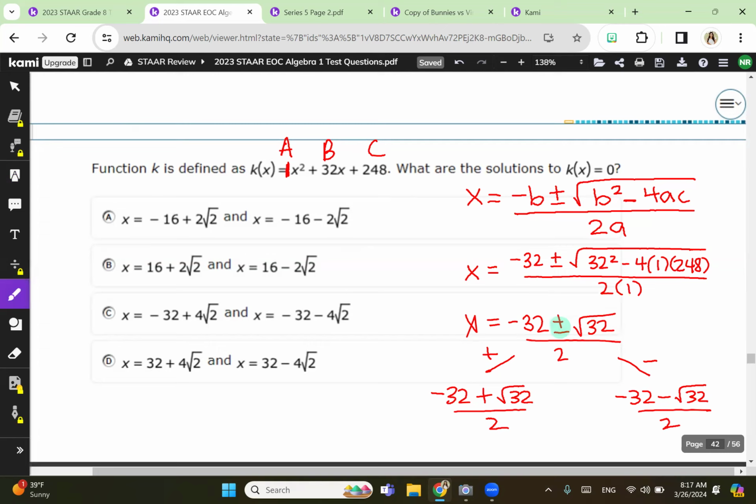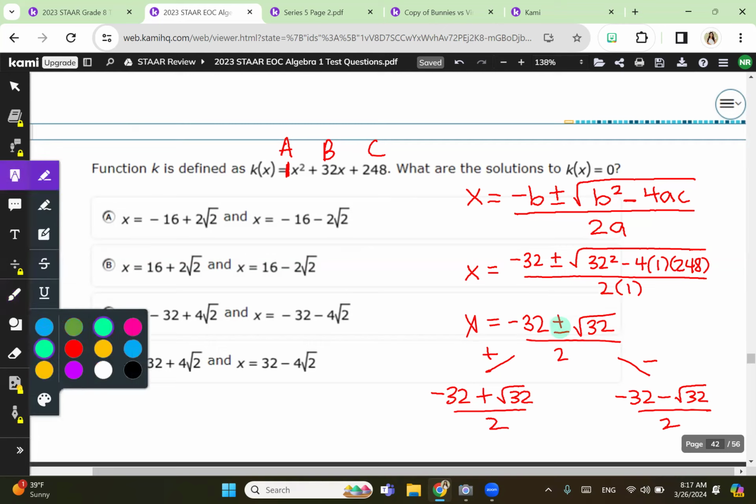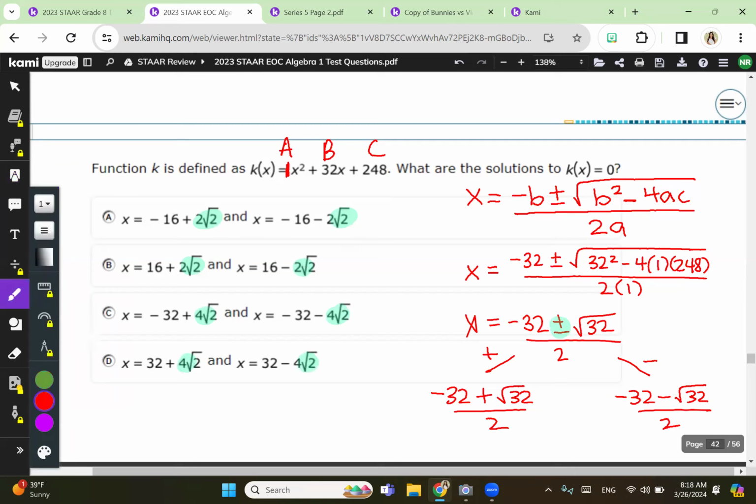Now notice they did simplify that radical. They did simplify the radicals, so that's what they're wanting us to do here. The 32, what perfect square does it have in it?